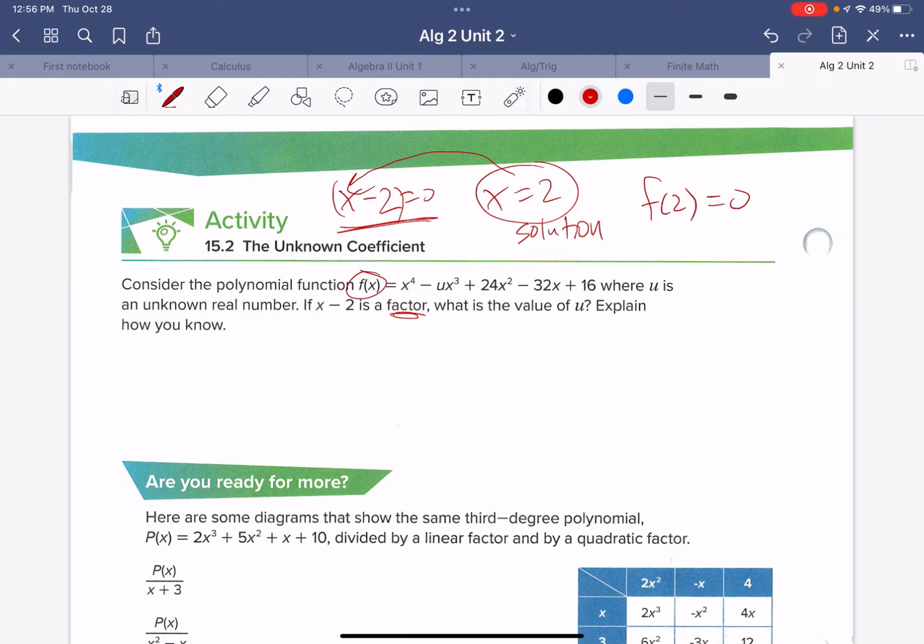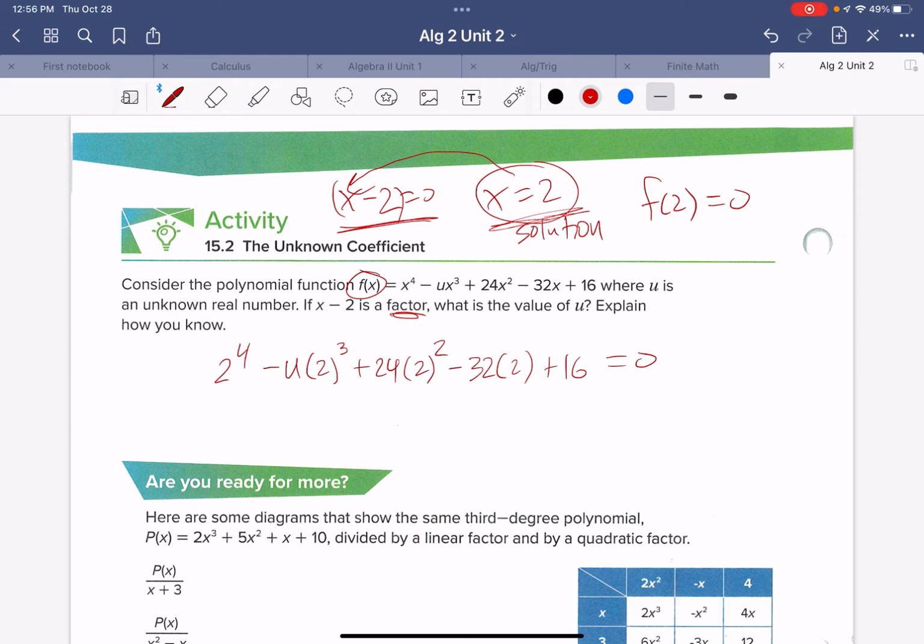So now I can figure out what u is, because that's what we're trying to figure out, what is u. So I'm going to put 2 into the function, so it's going to be 2 to the 4th minus u times 2 to the 3rd, plus 24 times 2 to the 2nd, minus 32 times 2 plus 16. That should equal 0. That's what that means. So when it's the solution, it's the x-intercept. It's where the function is equal to 0.